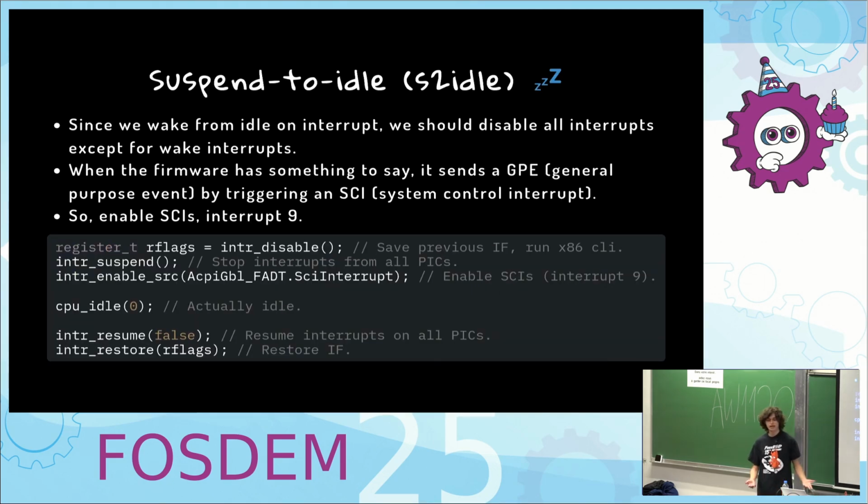Since we wake from idle on interrupts, we want to disable all the interrupts that we have on our system, except for the ACPI S3 interrupts, which is interrupt 9 usually. And that interrupt is basically used for wake events. So maybe I press my power button, then I want my computer to wake. Maybe I open the lid. That would be that kind of stuff.